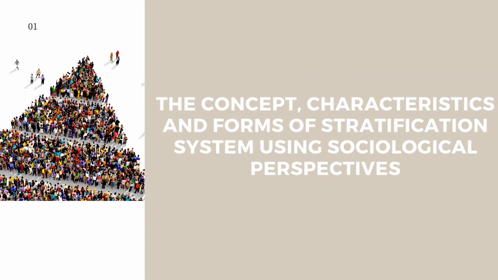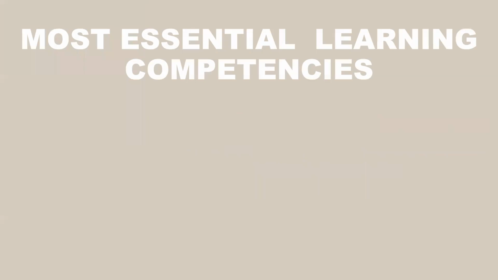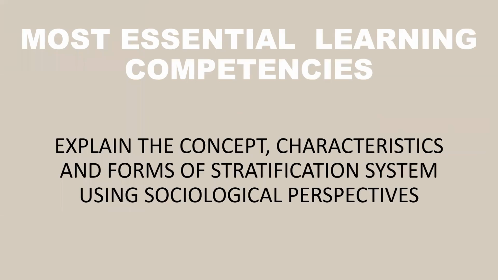Our lesson for today is about the concept, characteristics, and forms of stratification system using the sociological perspective. What are those? Those are the functionalist theory, the social conflict theory, and the symbolic interactionism. Our MELCs, or most essential learning competencies, for this particular lesson is to explain the concept, characteristics, and forms of stratification system using the sociological perspectives.